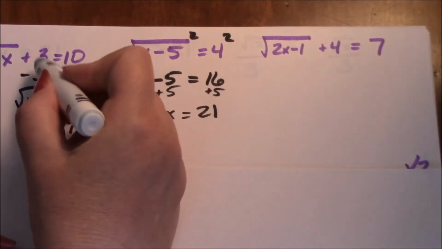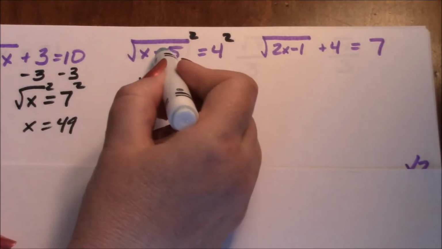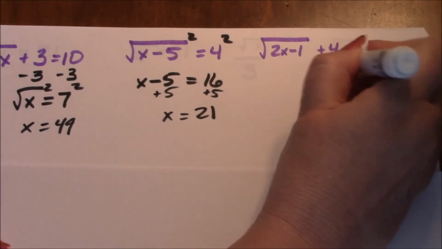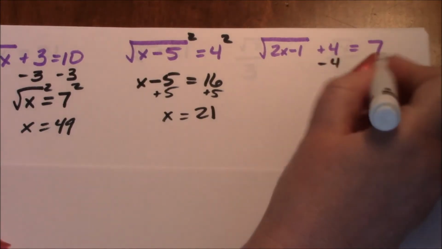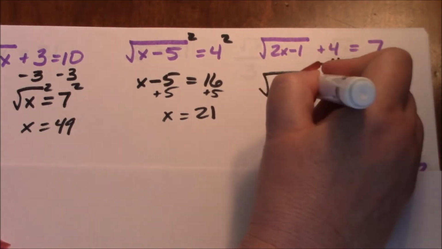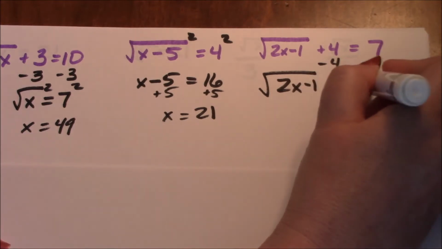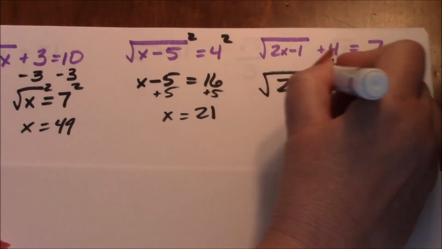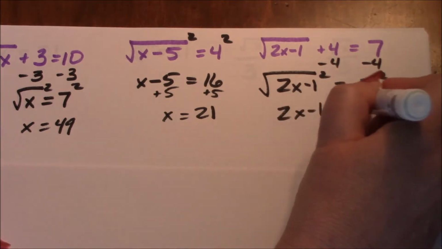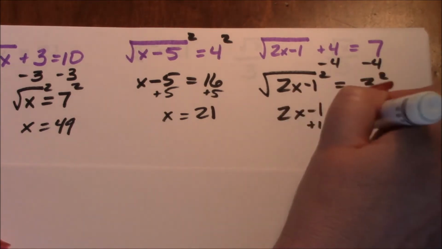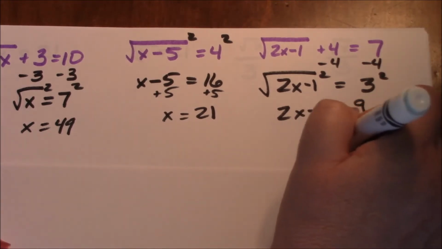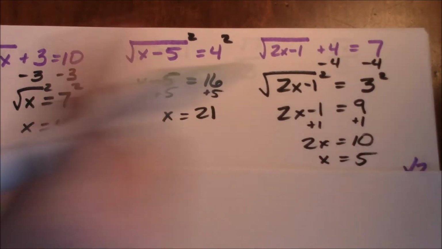So now, we're going to combine these. So first, I'm going to get rid of this 4, because it's not under the square root sign. So 2x root 2x minus 1 equals 3, and then I'm going to square both sides, so 2x minus 1 equals 9, and then I'm going to add 1, so 2x equals 10, and I'm going to divide by 2, so x equals 5.